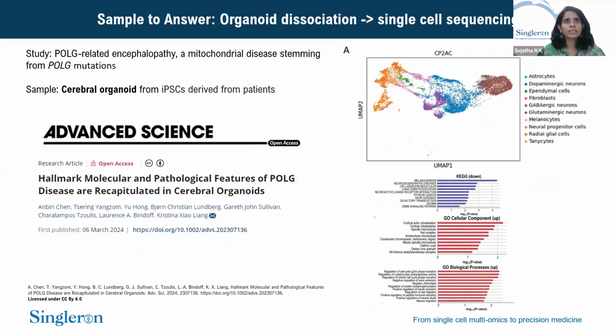Similarly, I'm also going to just point out this study. So here it's on organoids, again, another model that's used quite popularly right now in a lot of different fields. Here our technology was used to dissociate the organoid and then do single cell sequencing to answer questions. And they were studying a mitochondrial disease stemming from POLG mutations.